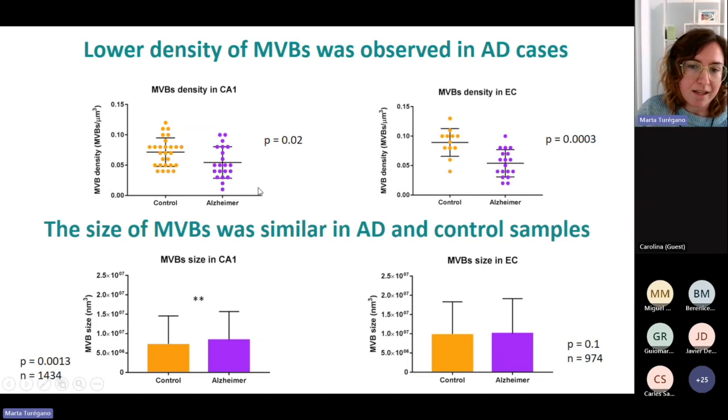And this is interesting, because in other models, other animals in which I have studied the multivesicular bodies in this system, there is an inverse correlation between density and size. In the samples where the density was decreased, the size of the MVBs is usually bigger. So this is the first difference that I found between mice and humans.